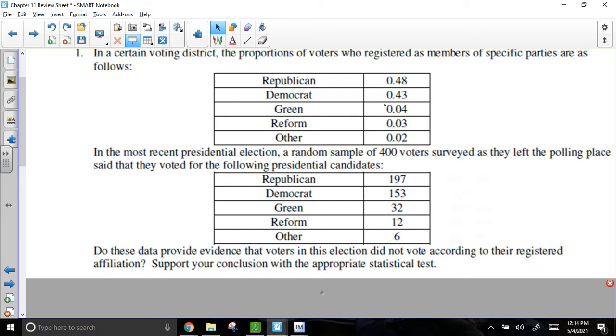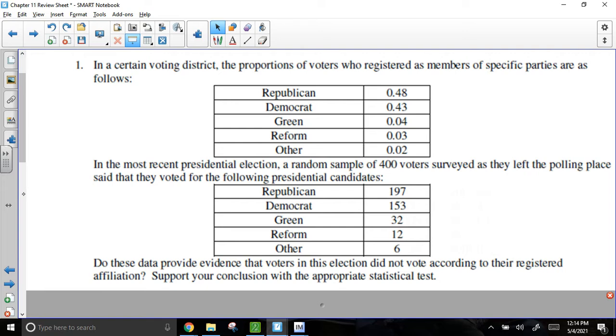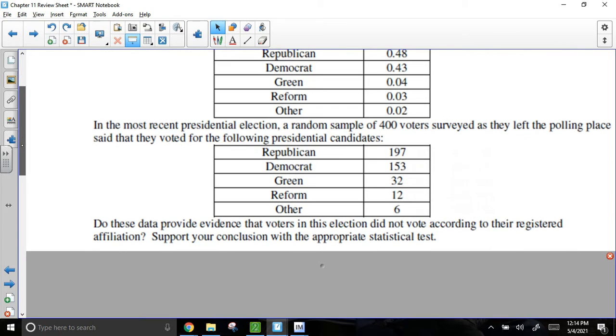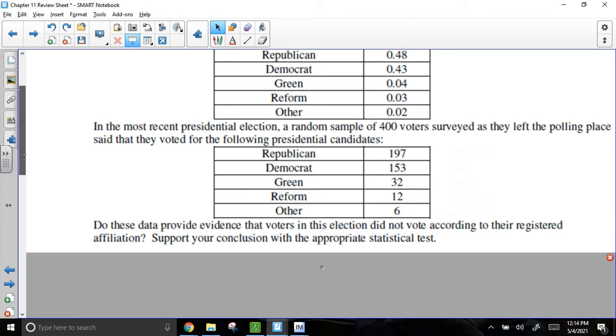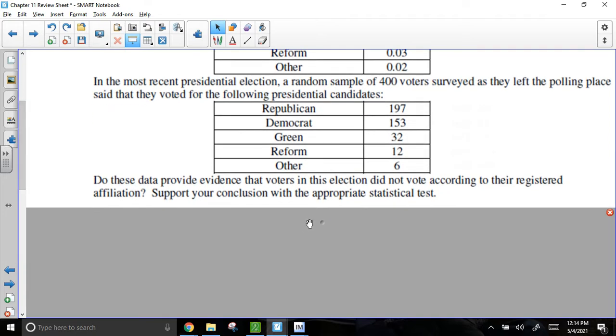they're registered at? So first, before I start writing the null and alternative hypothesis, can you guys figure out what test we would be running here? This is a goodness of fit. I want to know, does my data fit within the percentages that they gave me? So with that in mind, I want to know, do the percentages of those who voted Republican, Democrat, Green, Reform, and other actually fit?